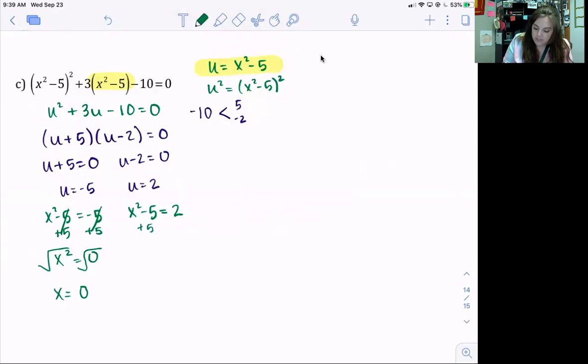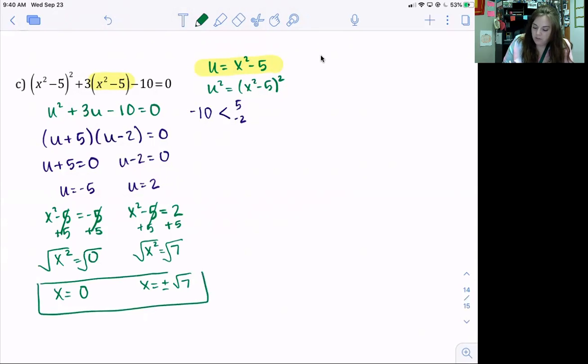And then x squared minus 5 equals 2. Add 5 to both sides. X squared equals 7. Square root both sides. And x equals plus or minus the square root of 7. We can't simplify the square root of 7, so that is our solution.